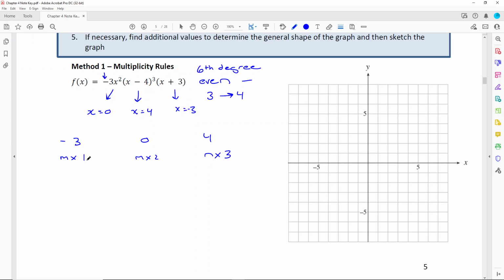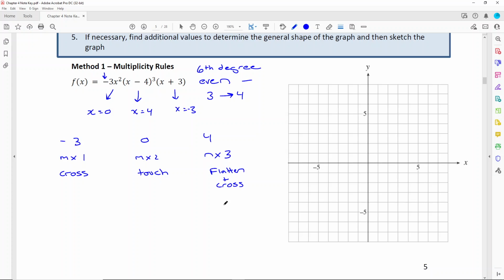When it's a multiplicity of 1, I'm thinking of a linear graph, so it passes through or crosses the x-axis. When it's a multiplicity of 2, I know that this is an even degree, which means I'm tangent to the x-axis, which means you do not cross through. So I'm going to say that I just touch at my x-intercept of 0. And then when the multiplicity is 3, I'm thinking of an x cubed graph. And an x cubed graph has that little flattening that happens. So it's going to flatten and cross through the x-axis.